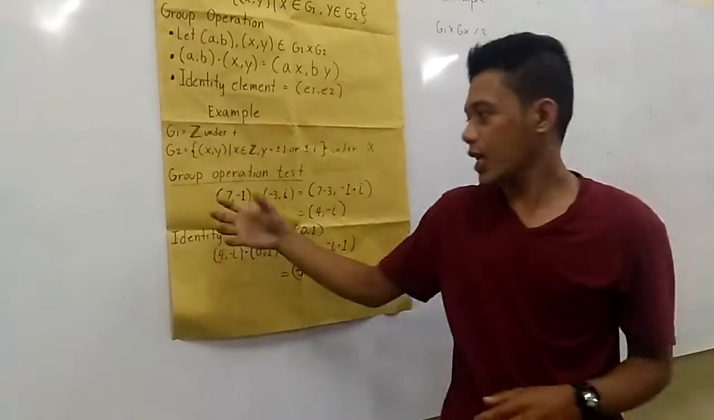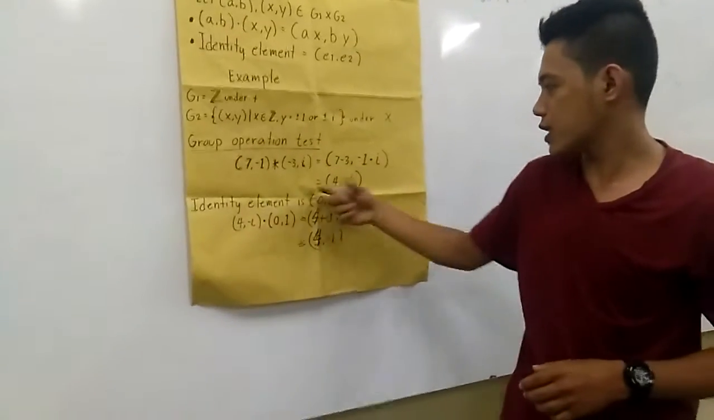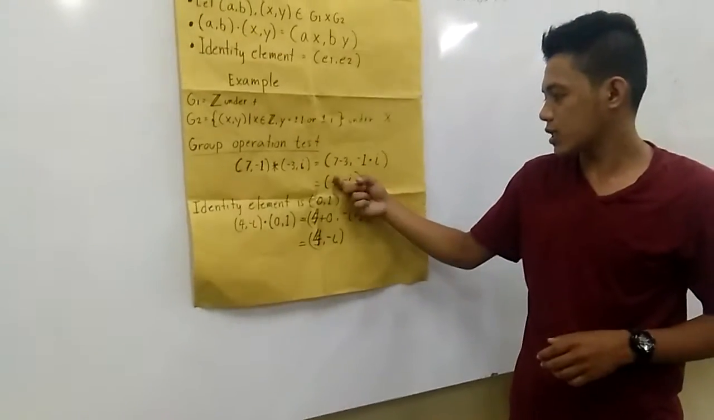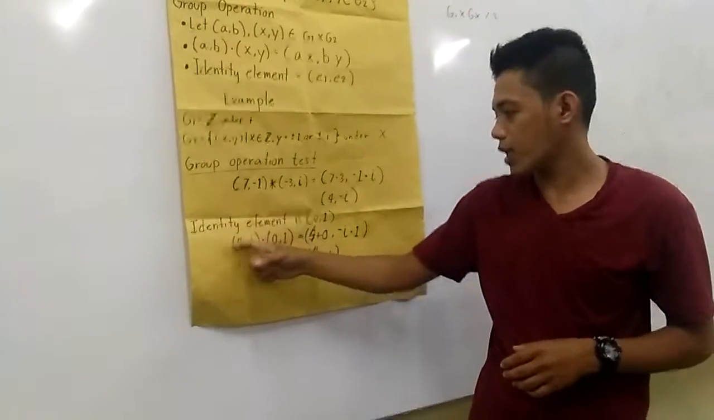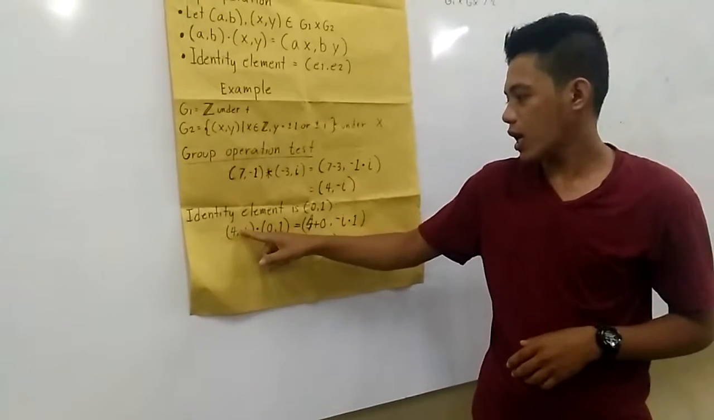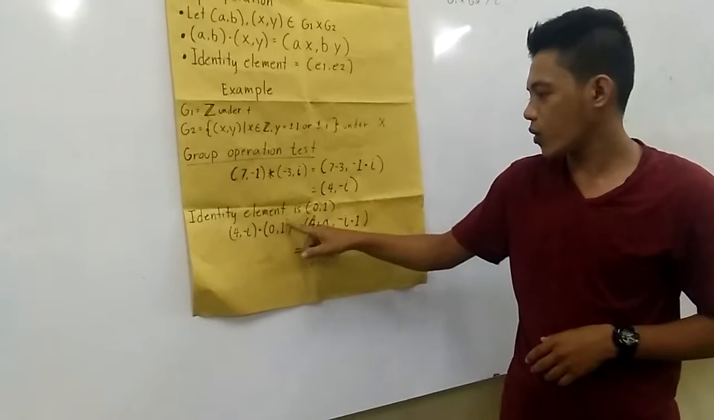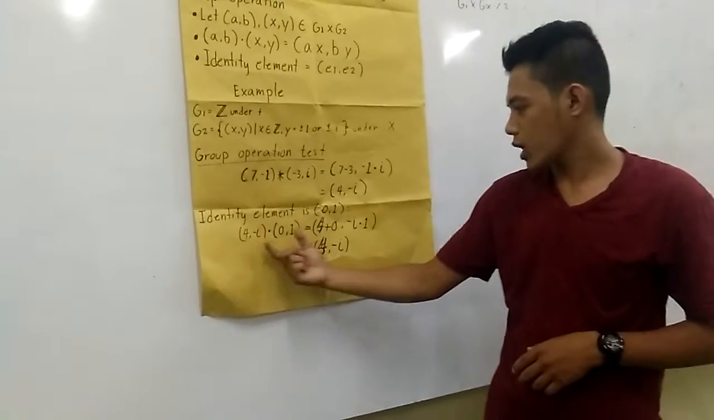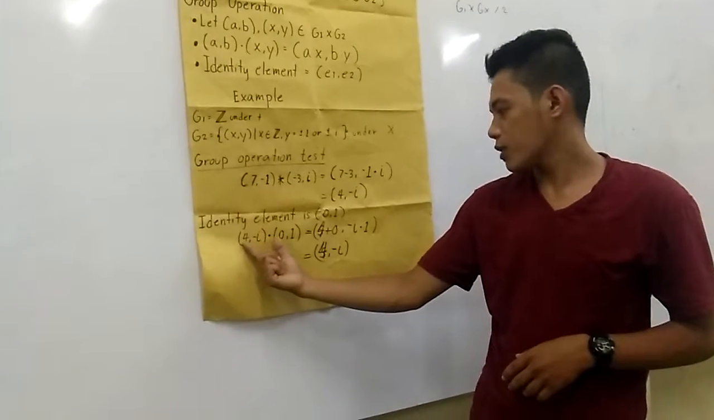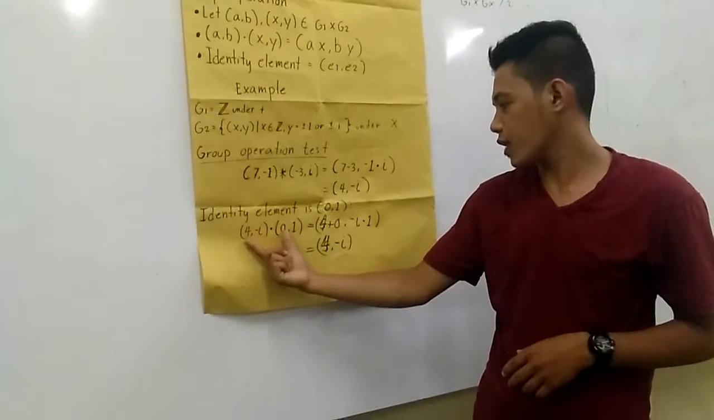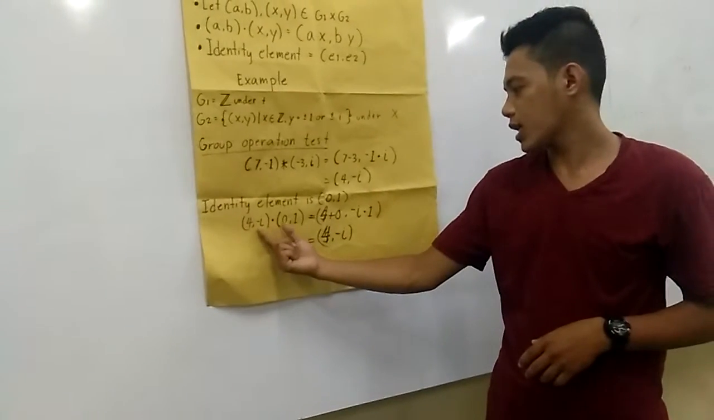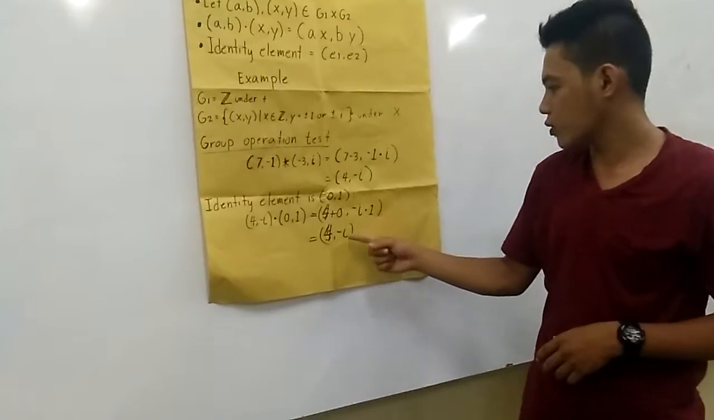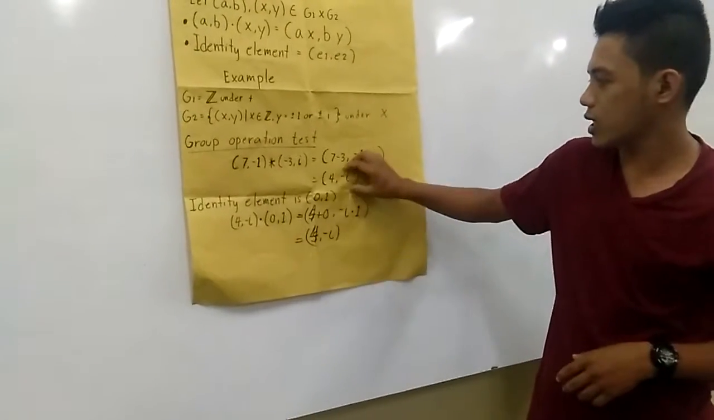Then the identity element of this pair is 0 and 1. Why? Because if we multiply (4, negative i) times (0, 1), we get 4 plus 0 is equal to 4. Then negative i times 1 is equal to negative i, which is the same as the original.